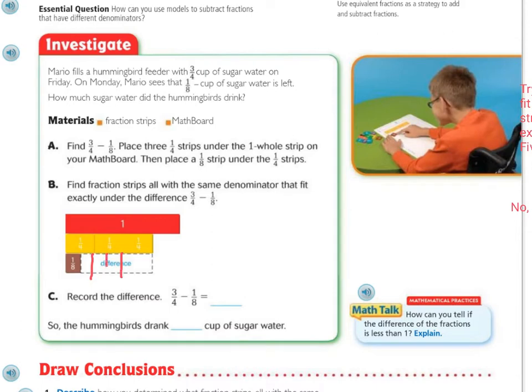So I'm going to have 2 8s in this one. I'm going to have 2 8s in this one. So I'm going to have 1, 2, 3, and this is 4, 5. So the difference is right there. It's going to be 5 8s. So the hummingbird drank 5/8 cup of sugar water.